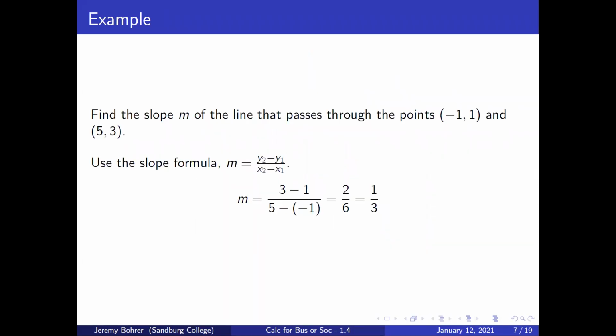Another example, find the slope m of the line that passes through the points negative 1, 1 and 5, 3. We use the slope formula, m equals y2 minus y1 over x2 minus x1. And I've made my second point x2, y2, and my first point x1, y1. So that's going to give us 3 minus 1 over 5 minus negative 1, which is 2 over 6, or 1/3.